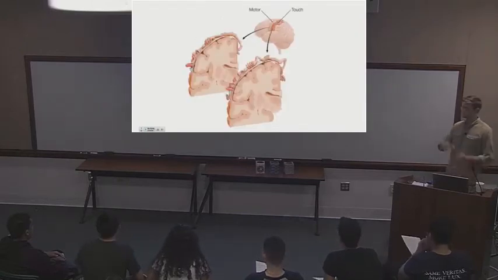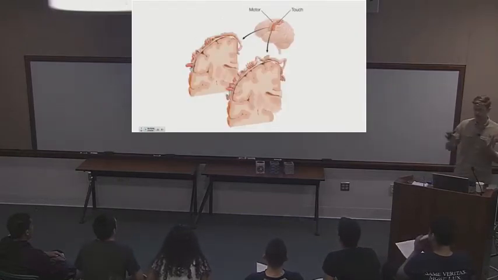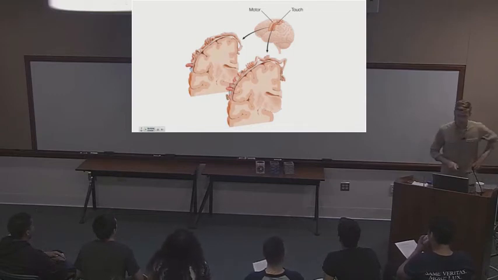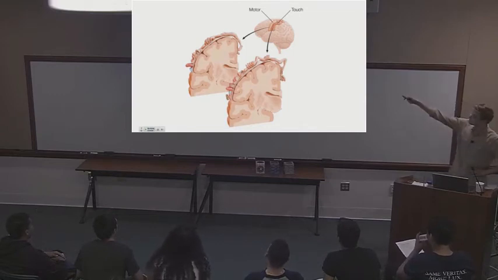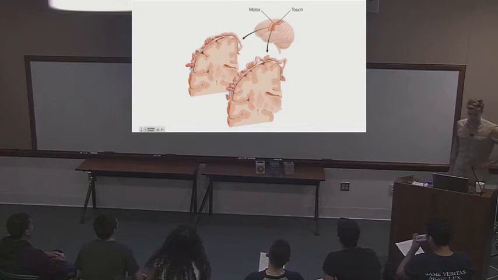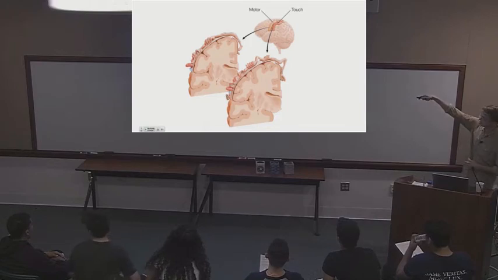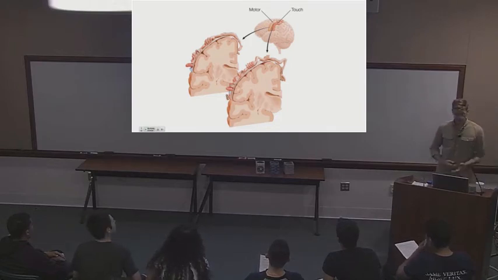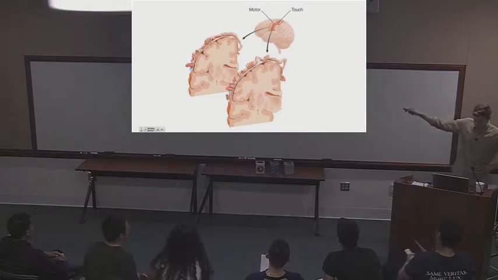So because today we're going to just talk about touch, forget about the rest of the brain. So let's just focus on the motor and touch cortex. As you can see, let's actually slice these parts. We're going to make two slices. As you can see, each of these cortexes is responsible for specific body parts.